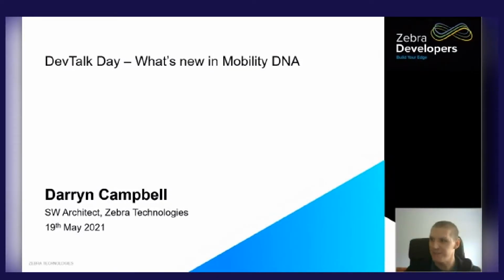If you can't hear me at any point, please do say in the chat, but it looks like we're all going. My name is Darren Campbell. I'm a software architect here at Zebra Technologies, and I'm going to talk today about what's new in Mobility DNA over the next 45 minutes or so.